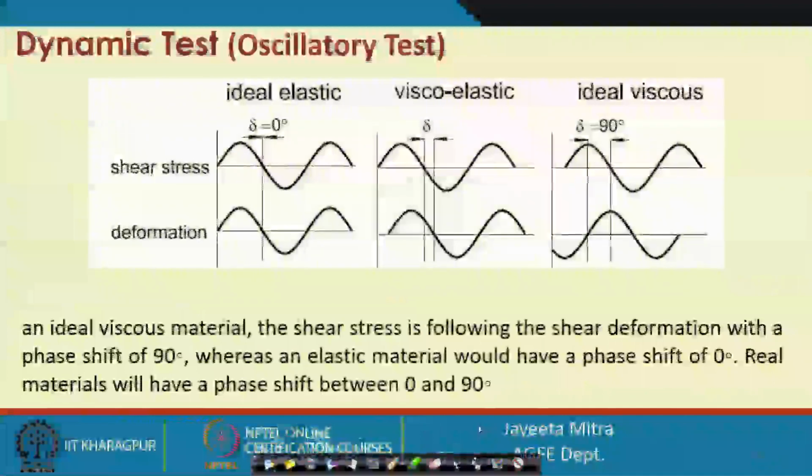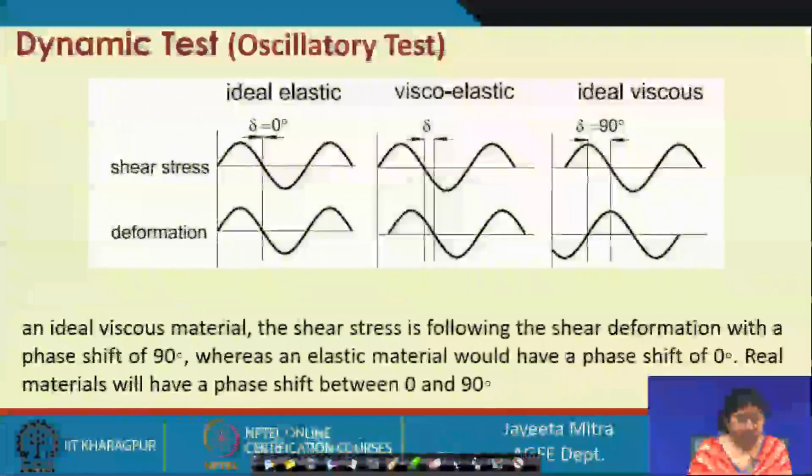So, we will see now the ideal elastic, viscoelastic and ideal viscous. So, these three kinds of material when exposed to oscillatory test, what will be their shear stress and deformation behavior. So, shear stress is shown in this plot. For the ideal elastic material, since stress will be proportional to strain, it will follow a similar kind of plot. So, delta equal to 0. So, delta signifies the phase shift, that is equal to 0.